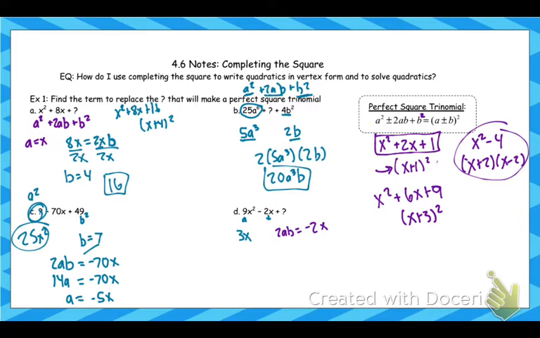All right, the a is 3x, so I'm going to replace that. That's going to become 2 times 3x. That's 6x times b. So to solve for b, I would divide, so I get negative 1/3. But again, what goes here is b squared. So when you square a fraction, you square the top and the bottom. So that would be 1/9.